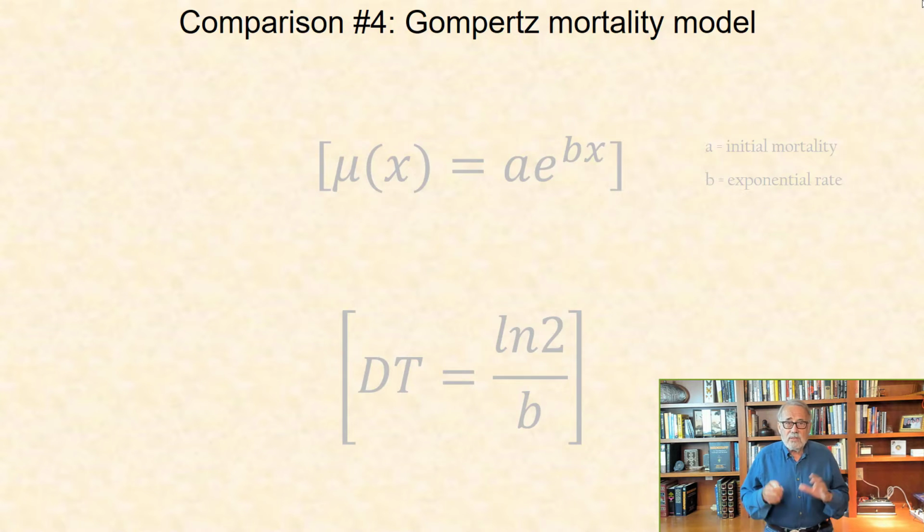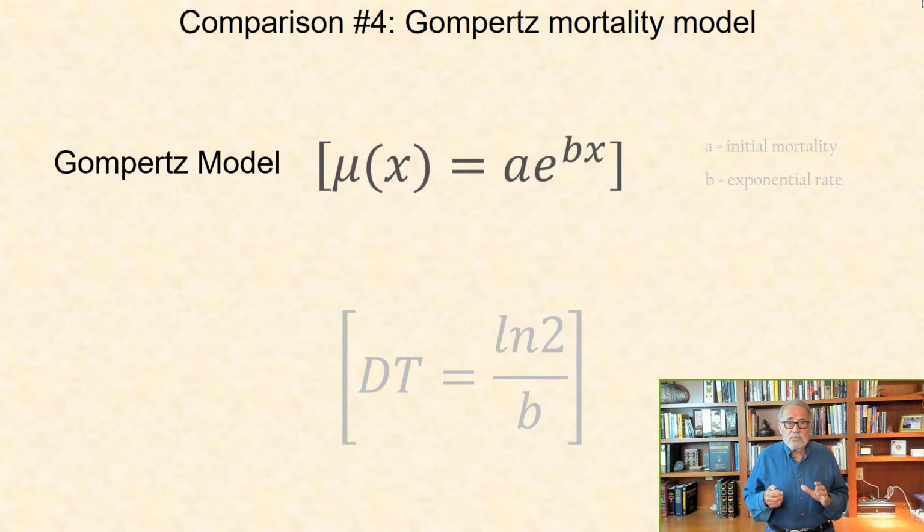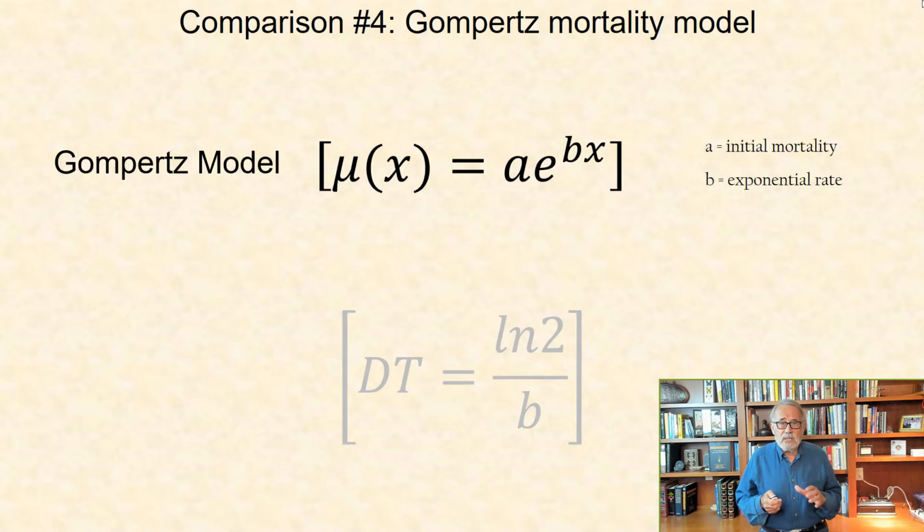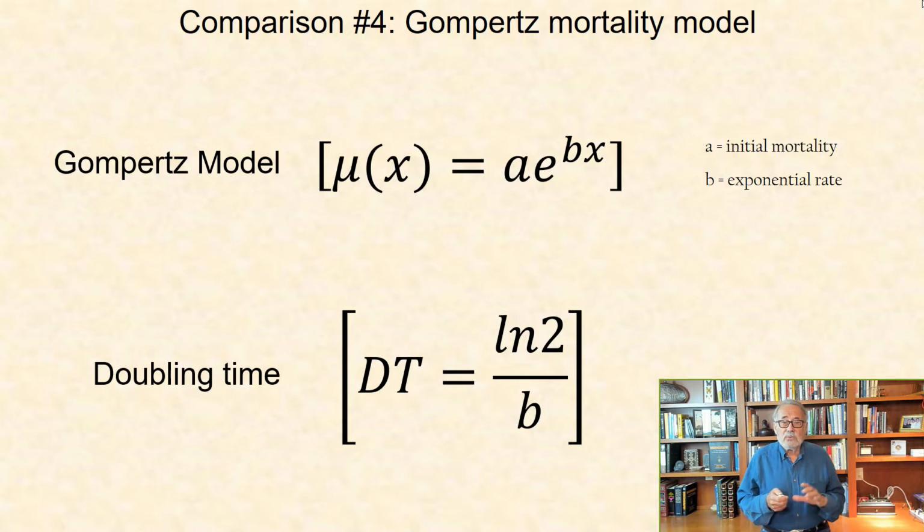Comparison number 4, the Gompertz mortality model. As you can recall, the Gompertz mortality model is given as mortality at age x, mu x, equals a e to the bx, where a equals the initial mortality and b equals the exponential rate of change with age. And doubling time of mortality equals the natural log of 2 divided by the exponential rate b.